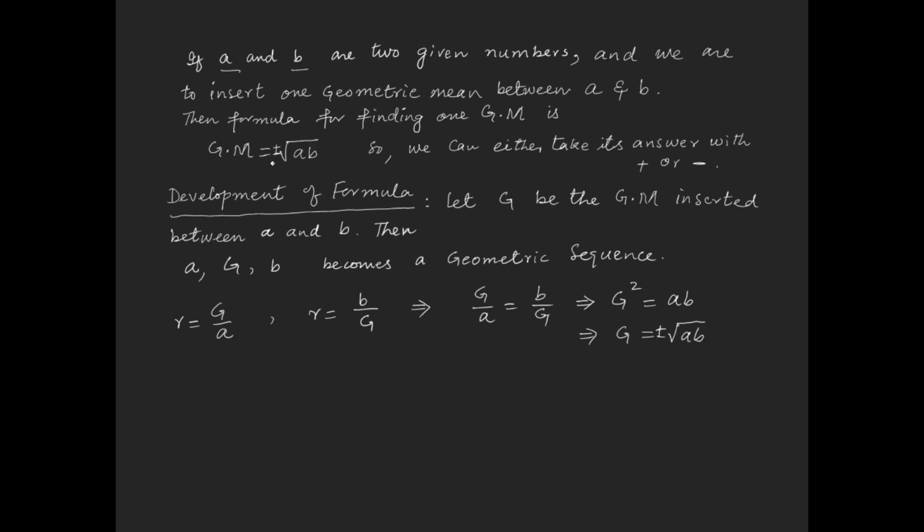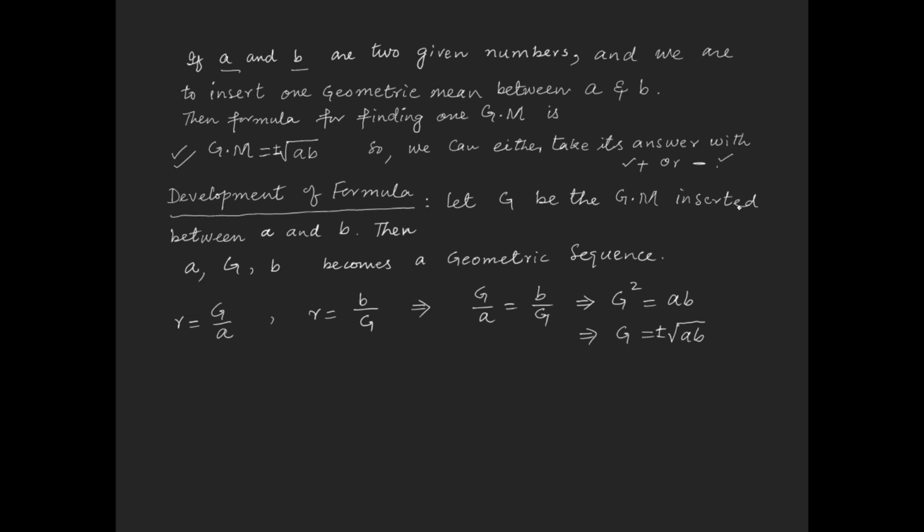So when we are taking the square root, we are getting two answers, one with plus sign and the other with minus sign. Both are correct. So we can take either with positive or with negative. How to develop this formula?